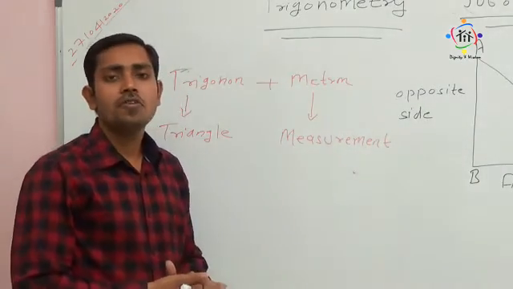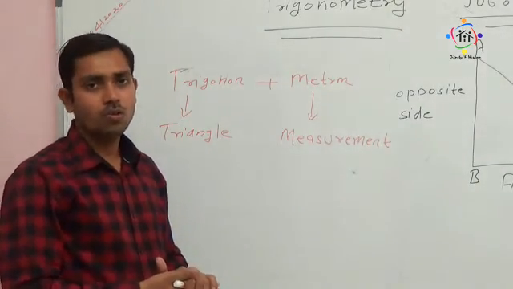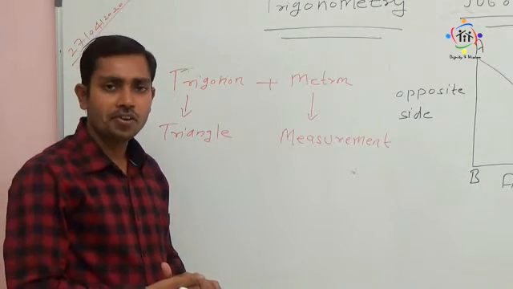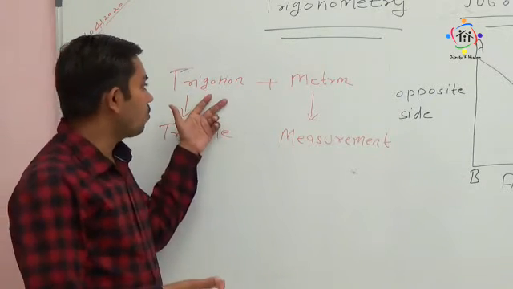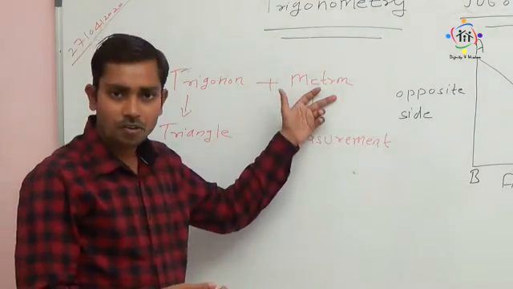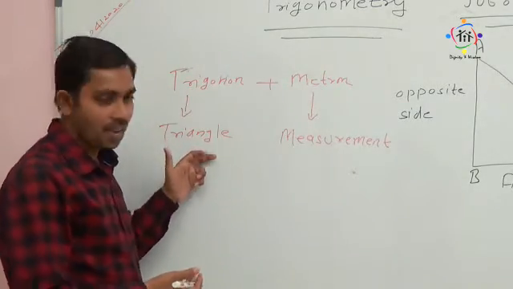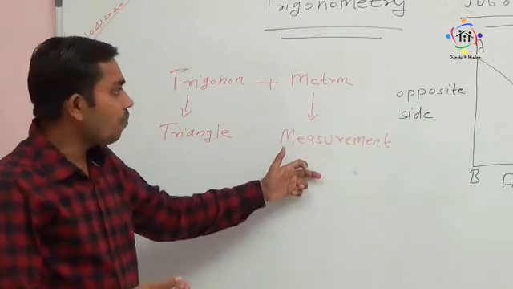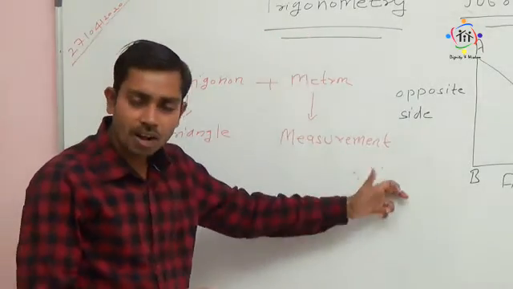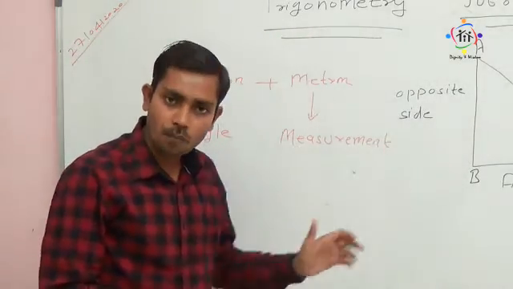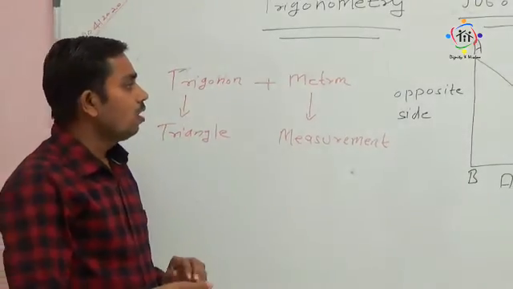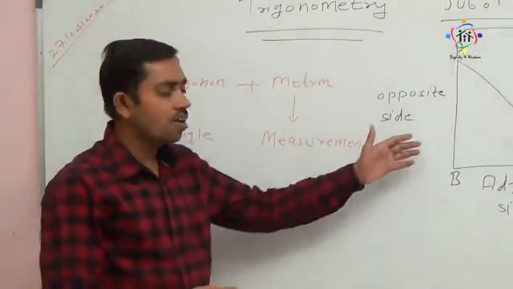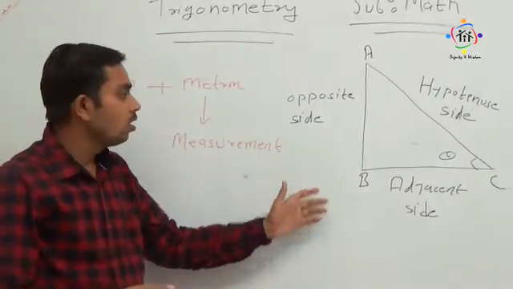That is called trigonometry. I hope you have understood what is meant by trigonometry. It is a combination of two words, trigonal plus metron, where trigonal means triangle and metron means measurement. That means trigonometry deals with the study of triangles and their properties. Now let us come to the triangle, my dear students. We will see first in the right angle triangle.